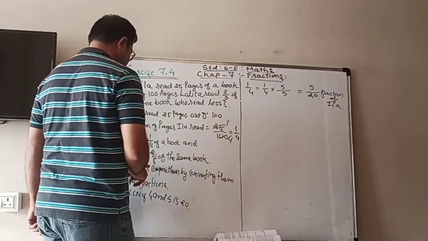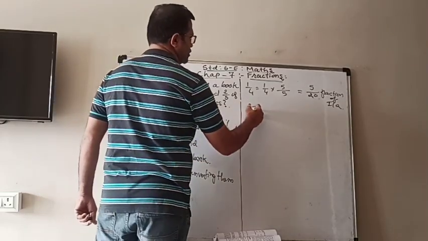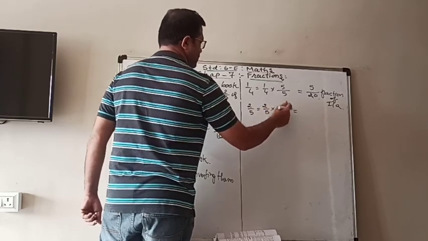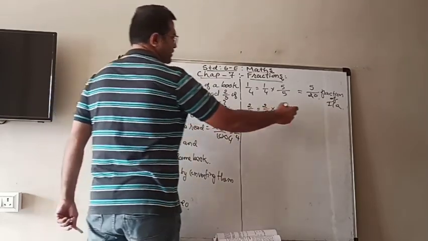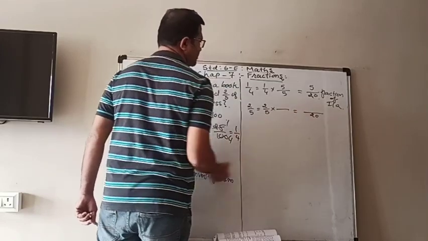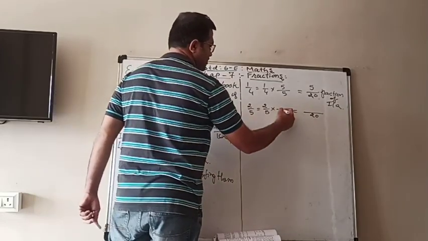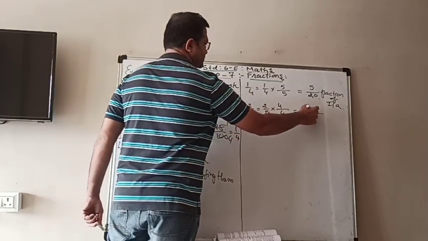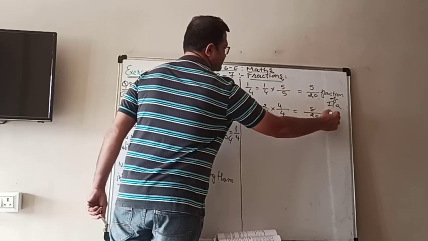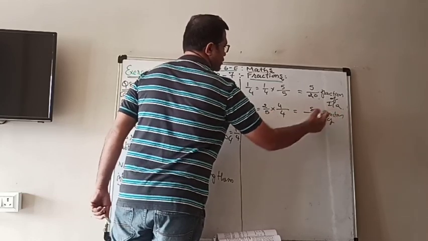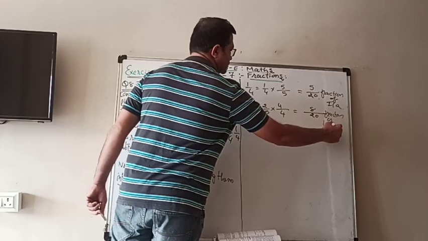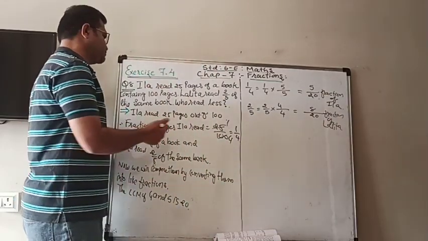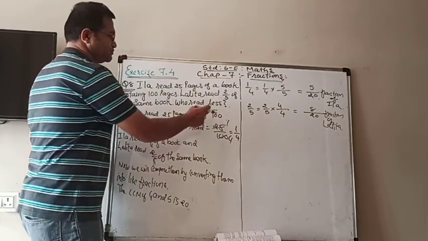Similarly, for Lalita, 2/5. So 2 upon 5. That also we have to multiply by the same numerator and denominator so that we can bring 20 in the denominator. So 5 4s are 20. So 4 upon 4. So 2 4s are 8. That is the fraction of Lalita. Now both are like fractions. So now we have to check who read less.